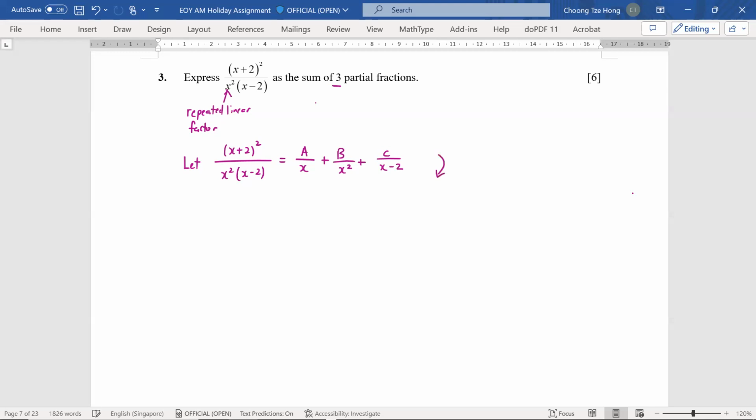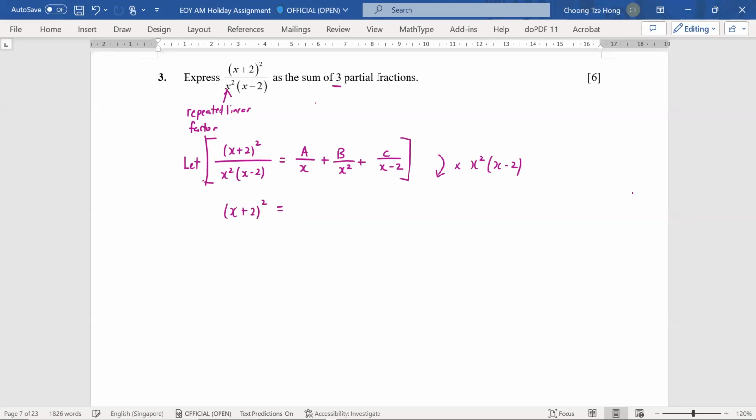Basically we are going to multiply throughout by x² and x − 2. Why do we want to multiply throughout by this? Because we want to get rid of all the denominators. After multiplying throughout by x² times (x − 2), we do the multiplication for all these four terms, including the term on the left side. If you multiply the left side by x²(x − 2), the entire denominator will cancel off and you will just be left with (x + 2)².